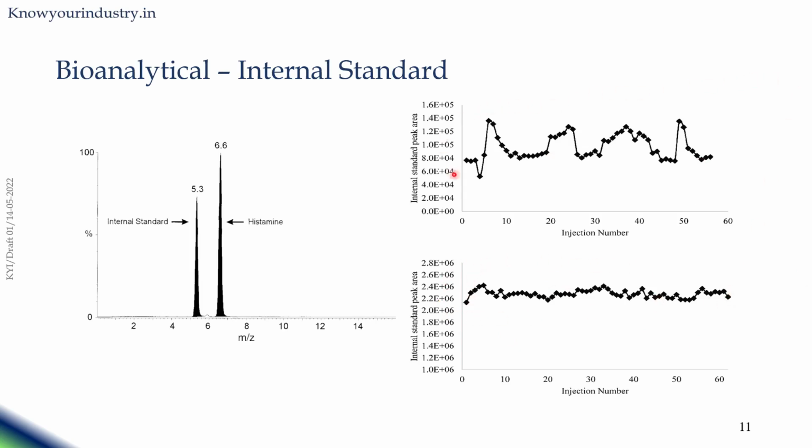In case you find variations like this, then the method is not a good one. So the injection to injection variation of the internal standard response by peak area should not vary much, and probably 10 to 15% variation is acceptable. This is very highly variable and it should not be accepted.